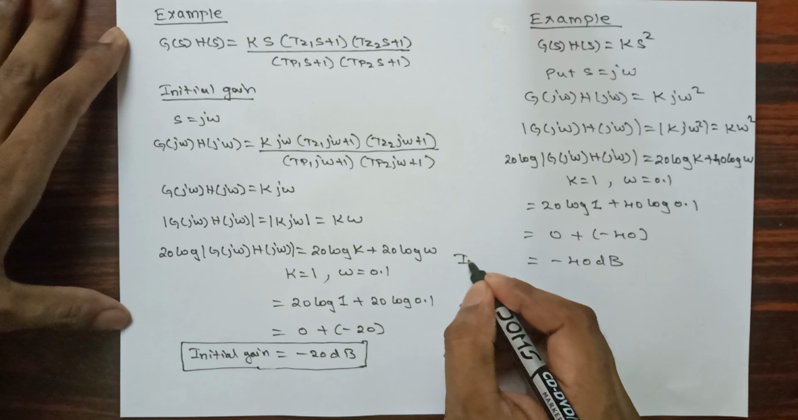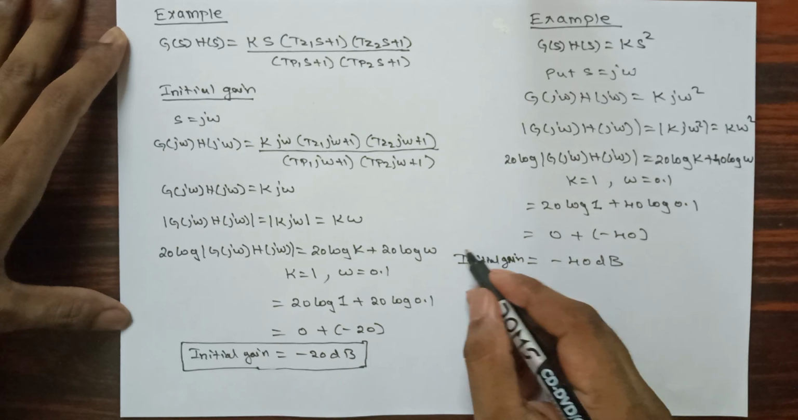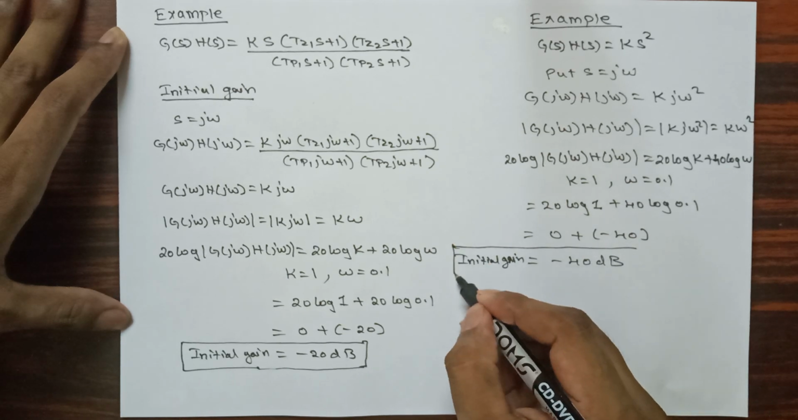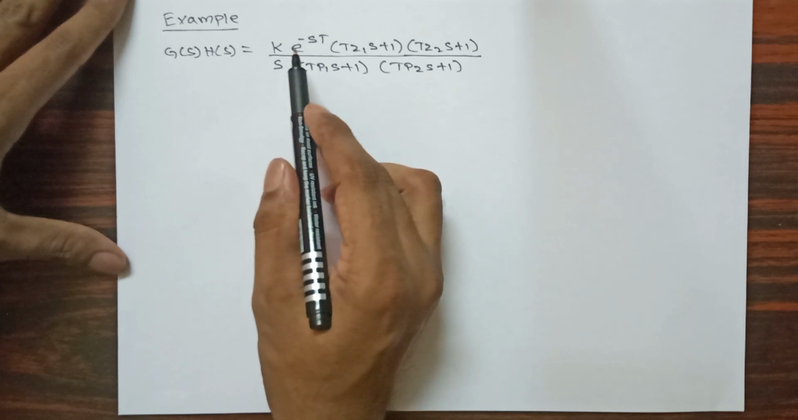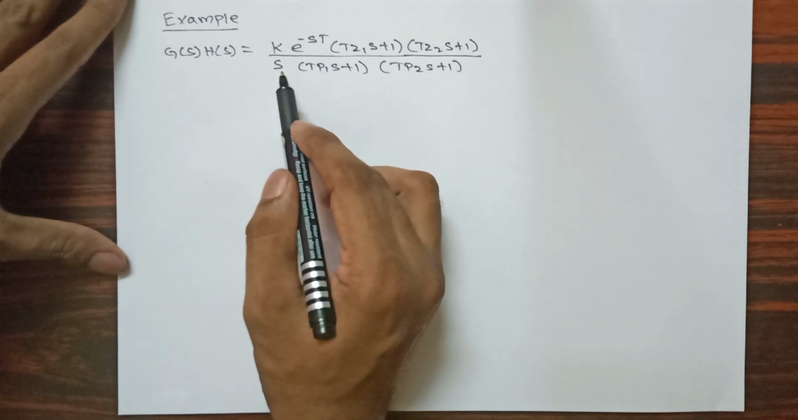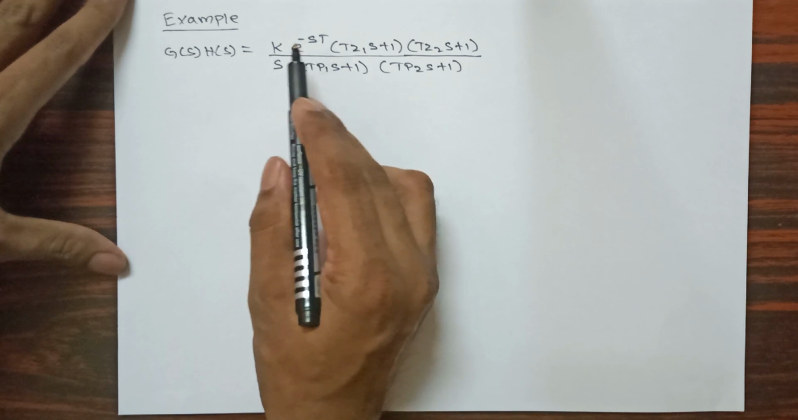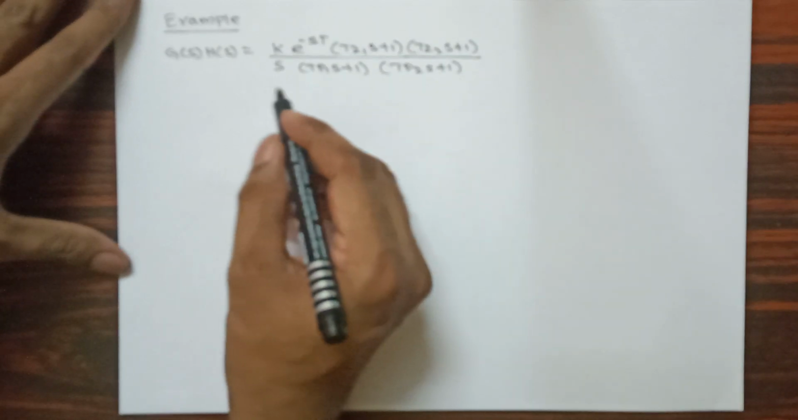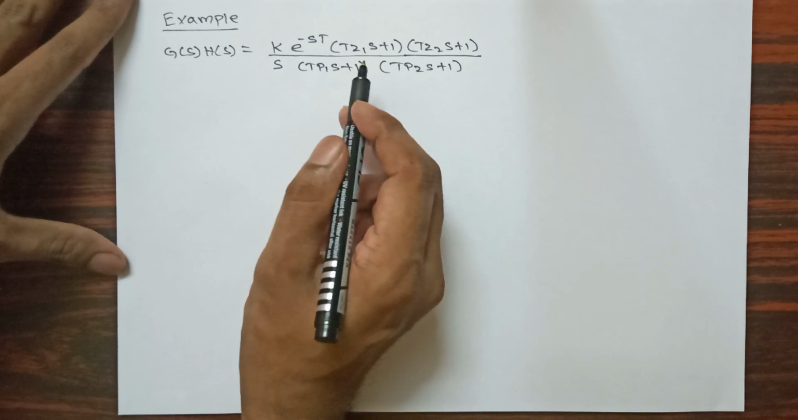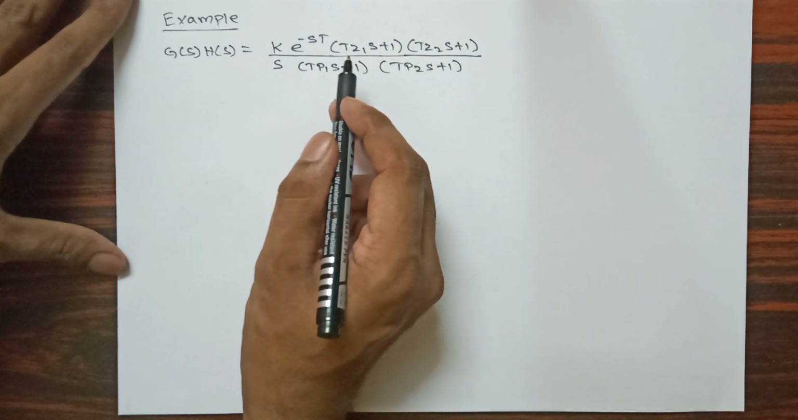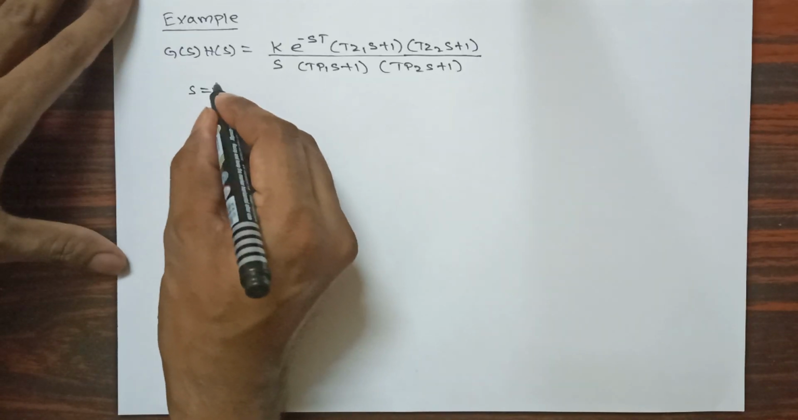So the initial gain we got here is minus 40 dB. Now one more example. In this you can see that along with the gain, one pole at the origin I have considered, and along with this you can see we are having here e power minus st. In such case, to calculate initial gain, we are going to check whether the open loop transfer function is in standard form or not. If it is not in standard form, we will get the open loop transfer function into standard form. Then we are going to substitute s is equal to j omega.